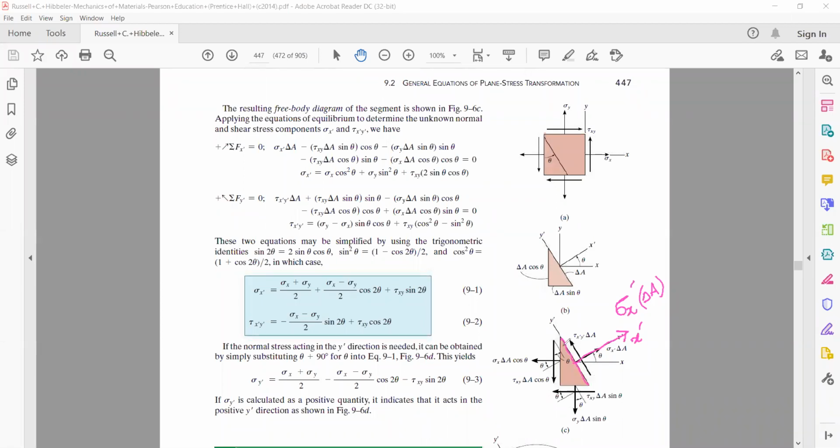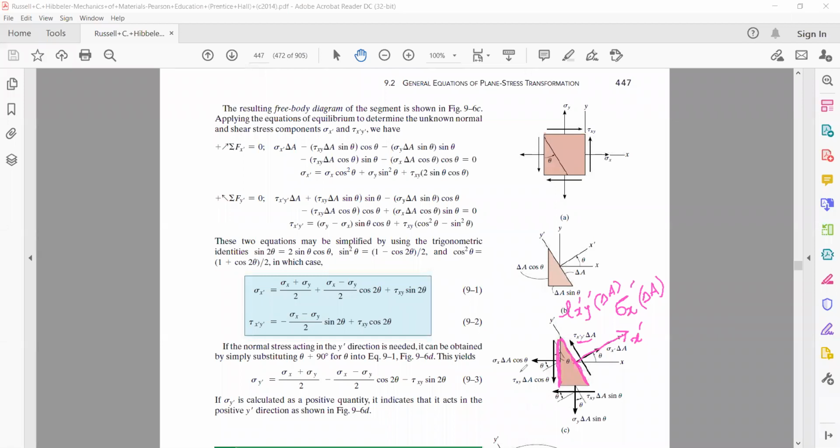Apart from this, on this face we have the shear stress tau x prime y prime. The shear force is the stress multiplied by the corresponding area, that is delta A, as written here. This is very important. Similarly, on this face, how much is the area of this face?